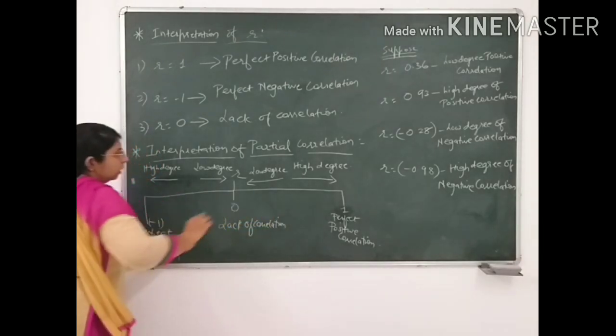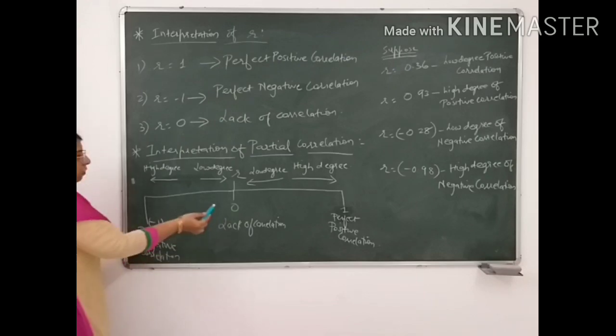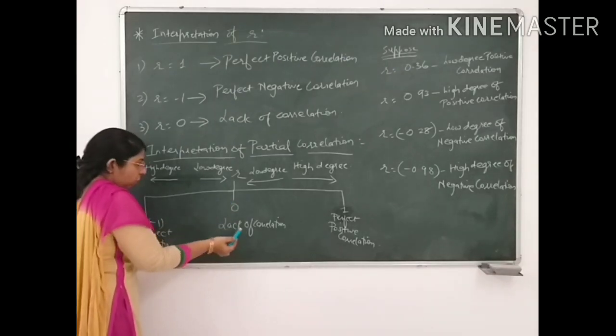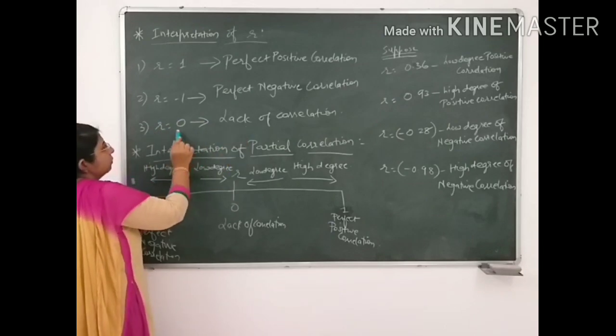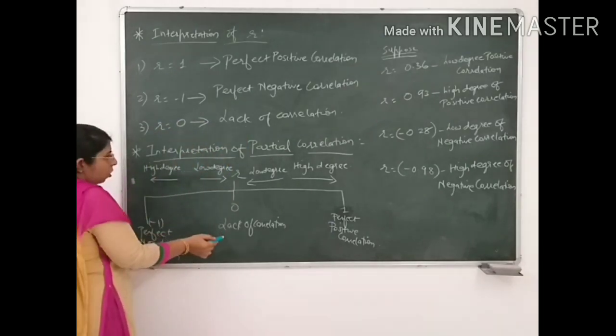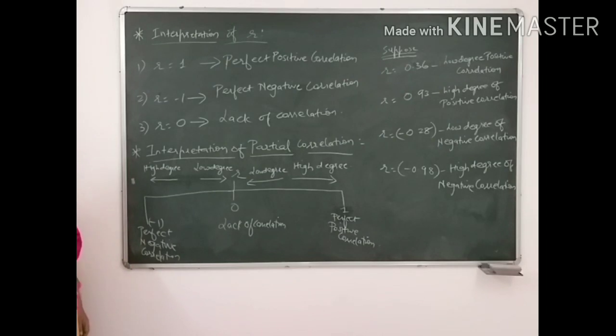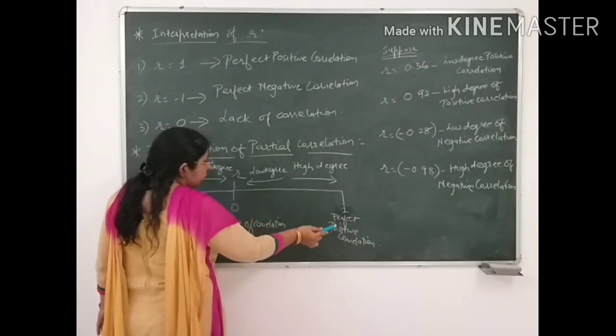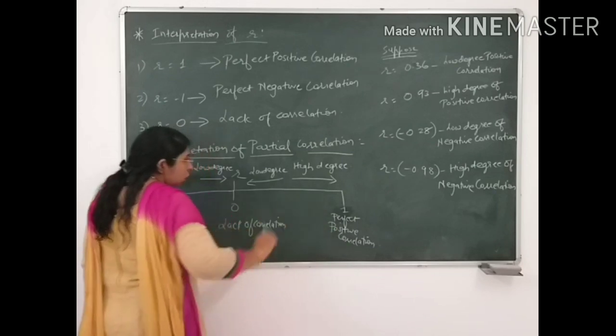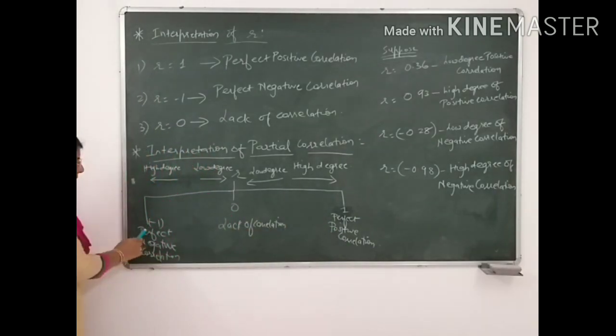Here the diagrammatic representation is given to you. If the value of r is exactly 0, then it is called lack of correlation. Previously we understood that if the value of r comes to 0, then it is called no correlation or lack of correlation. If the value of r comes to exactly positive 1, then it is called perfect positive correlation. And if the value of r comes to exactly negative 1, then it is called perfect negative correlation.